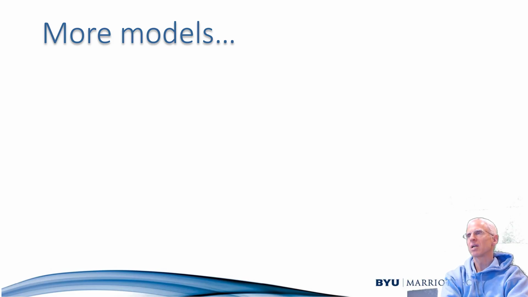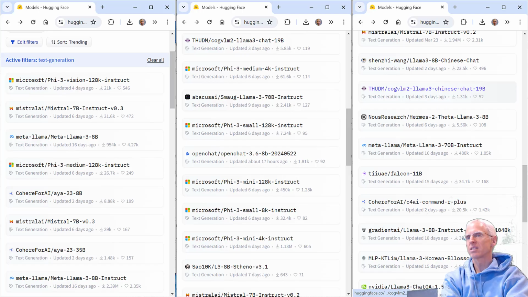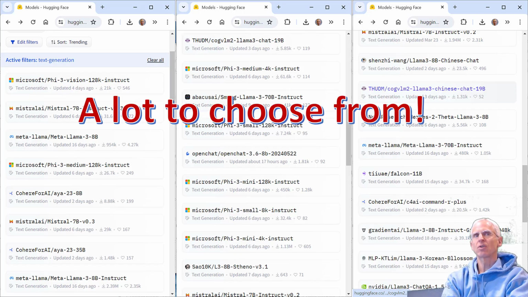Here's some more models on Hugging Face. Look at all these. Lots and lots of models. They have truly hundreds of thousands, if not millions of models available. And their names often indicate how many parameters they have. A lot to choose from.